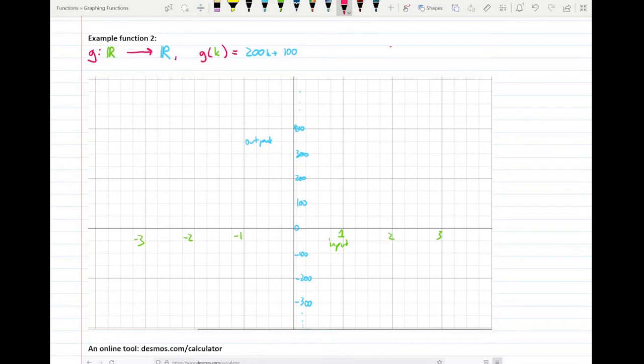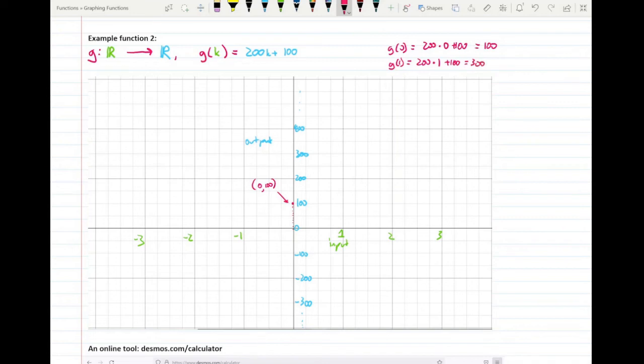So we have g of 0 equals 200 times 0 plus 100 equals 100. That corresponds to a horizontal point of 0 and a vertical height of 100. So our first point is going to be here, and we're going to label it (0, 100). Let's also graph k equals 1. So we'll have g of 1 equals 200 times 1 plus 100, which is equal to 300.